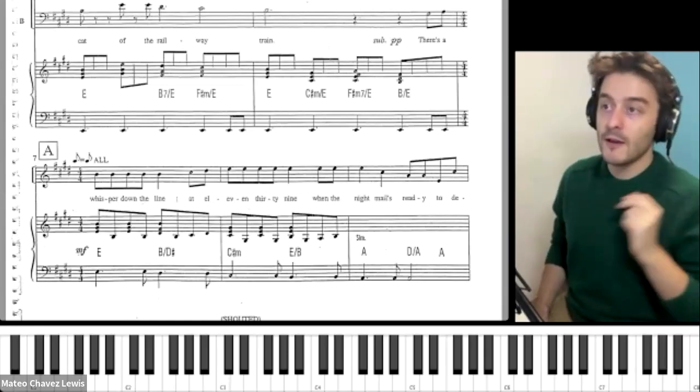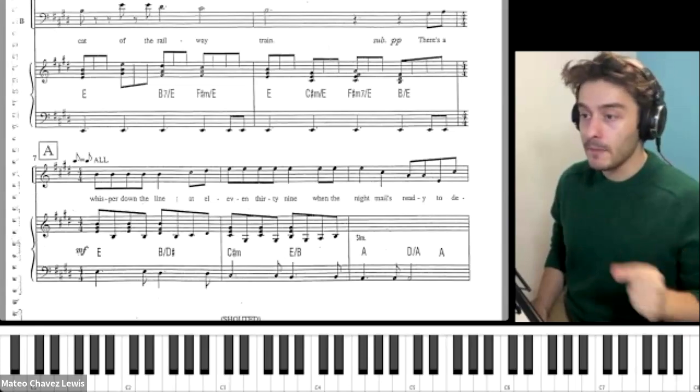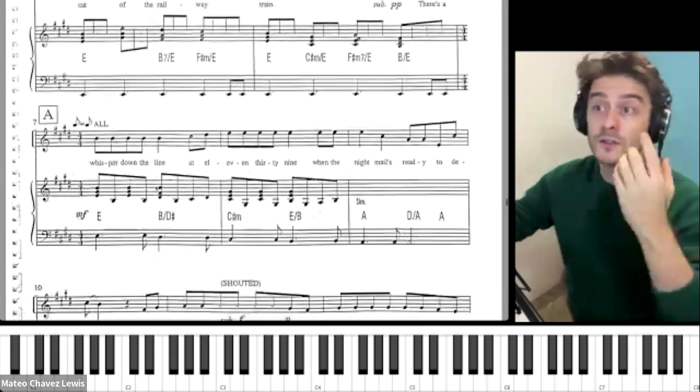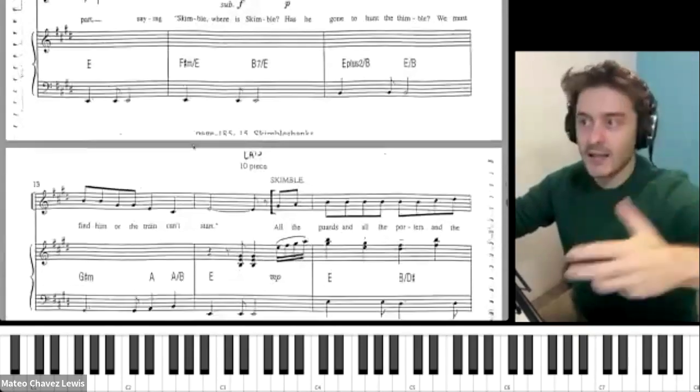Right? 1, 2, 3, 4. 1, 2, 3, 4. So, because we're not listening to the rhythm anymore, we can listen to the words. There's a whisper down the line at 11:39 when the night mail's ready to depart. And it's telling us the story.